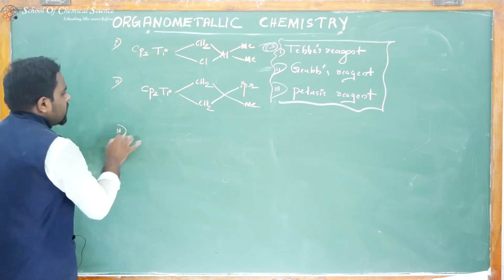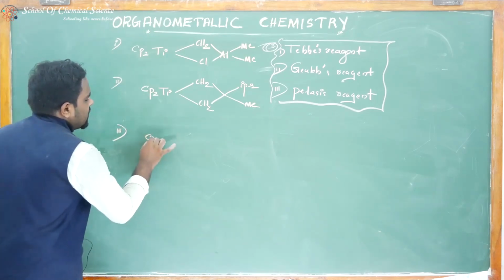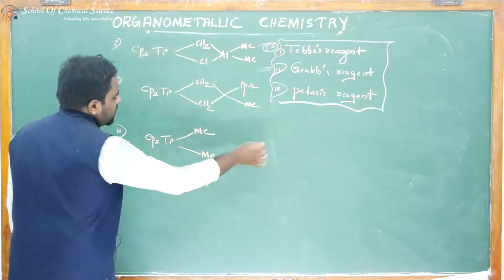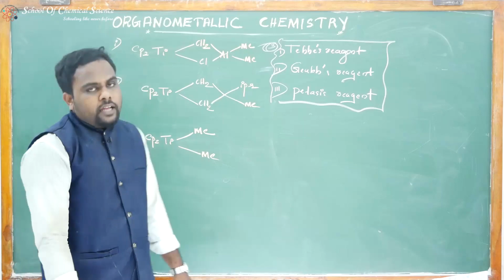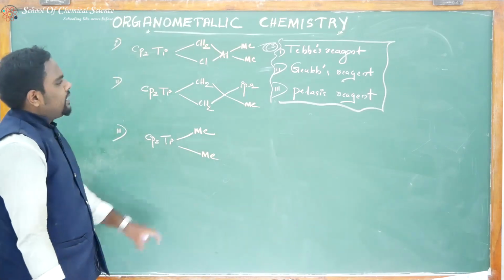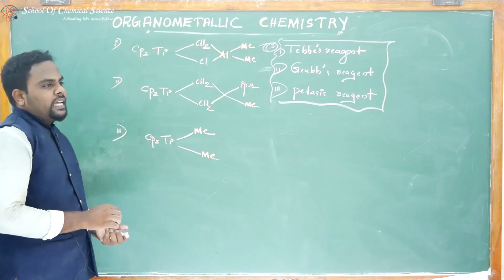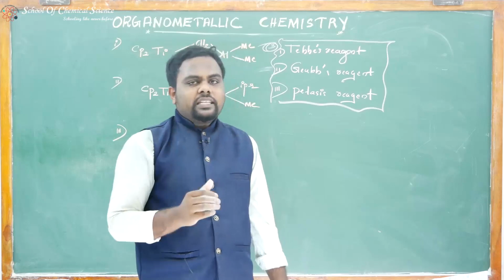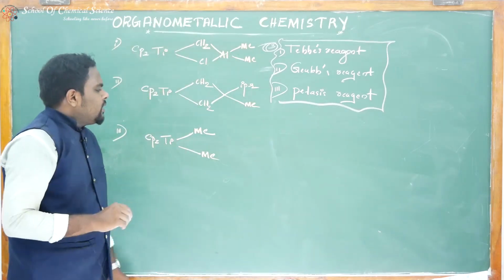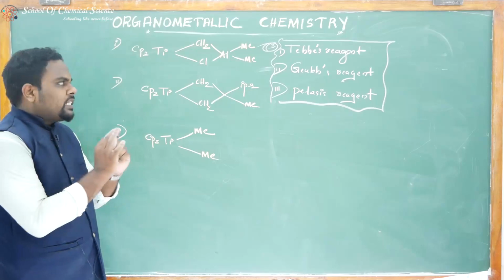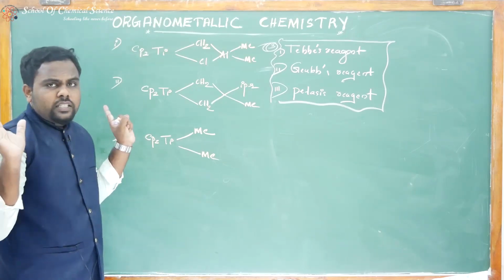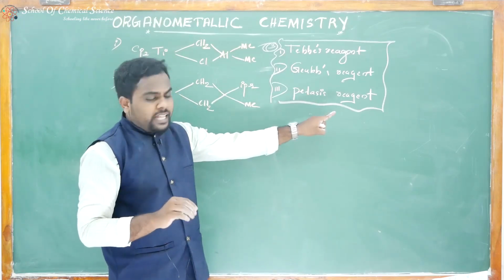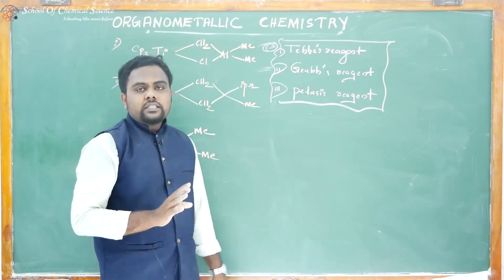Third one, Petasis reagent, Cp2Ti(CH3)2, dimethyl titanocene, that is called Petasis reagent. So familiarize these three reagents in organometallic chemistry. We will discuss Tebbe's catalyst, Grubbs and Petasis. All the three catalysts have the same function. Tebbe's reagent, its modification is Grubbs reagent, its latest modification is Petasis reagent.